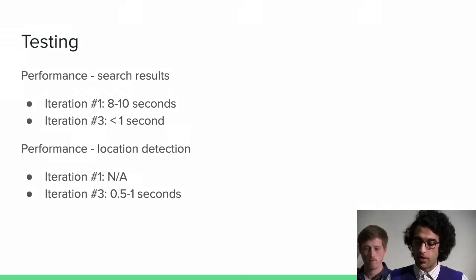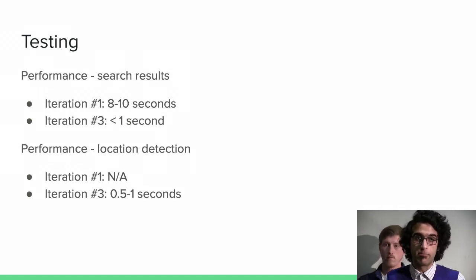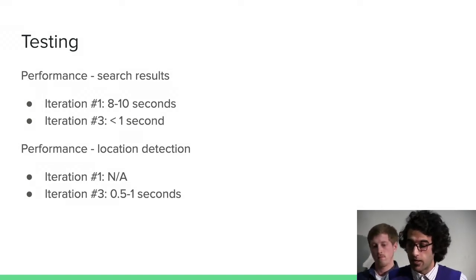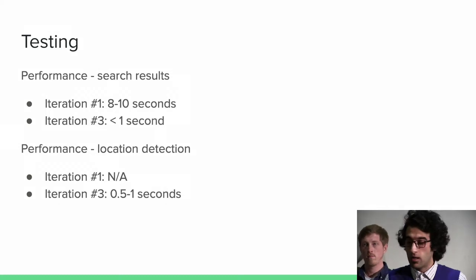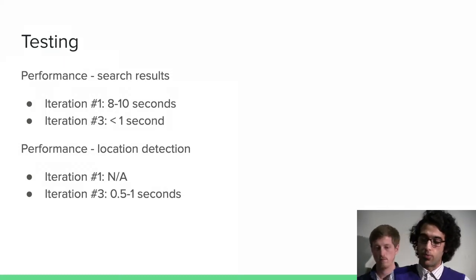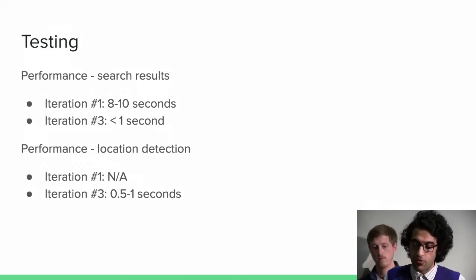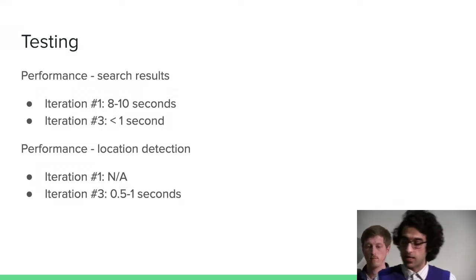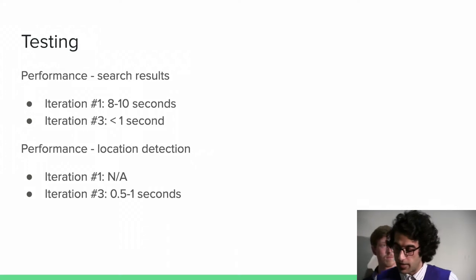The average time was about 8 to 10 seconds sometimes, depends on the item that you were searching for and which store you were searching in. But we're really happy with the numbers we have for iteration 3, where it's usually less than 1 second, regardless of the other factors like which store or which item.